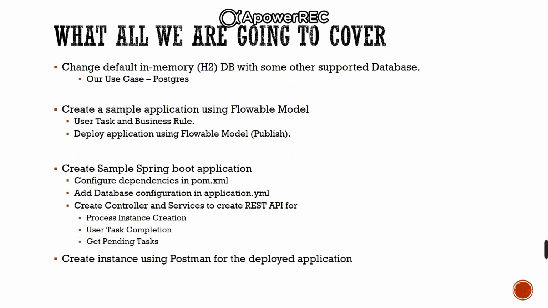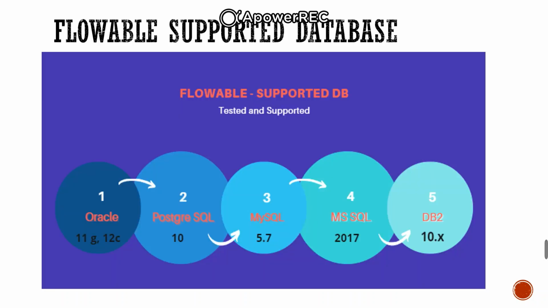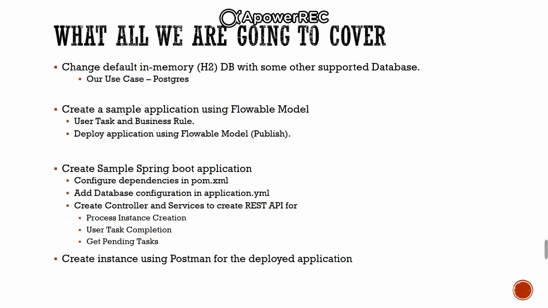Now basically I'm going to cover this entire video in two parts, wherein in today's video we are going to cover two topics. First, we are going to change the in-memory H2 database which comes with the default settings when you install the Flowable community version. We are going to use some other database, in our case Postgres. However, there are other supported databases as well, like Oracle, Postgre, MySQL, MS SQL and DB2. You can configure any other database as per your choice, which is going to be similar.